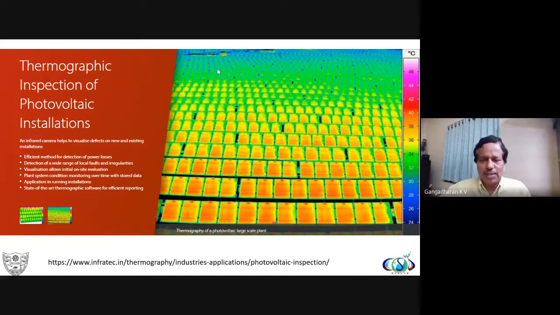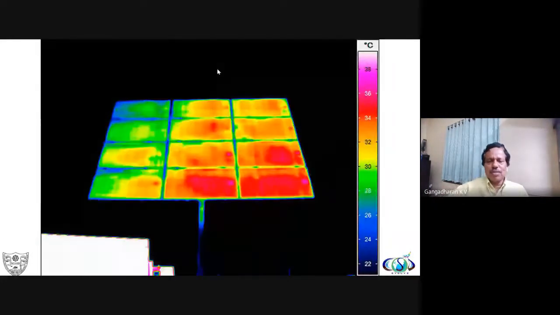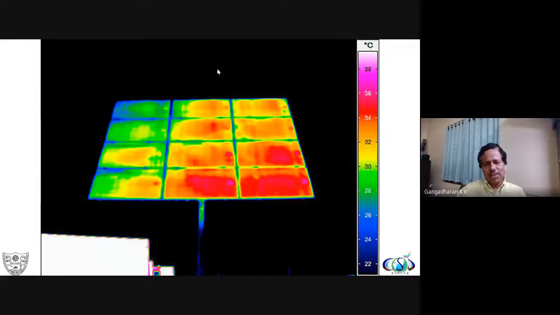We have learned it the hard way. When we started working on it, we came to know that, okay, why are we not getting the correct results. Then we started going around and looking for information. If you take a full panel, which is mounted on a roof, with a thermal camera, pictures like this can come. But this itself is not sufficient to make any conclusion. We need much more information to decide whether it is working fine or not.